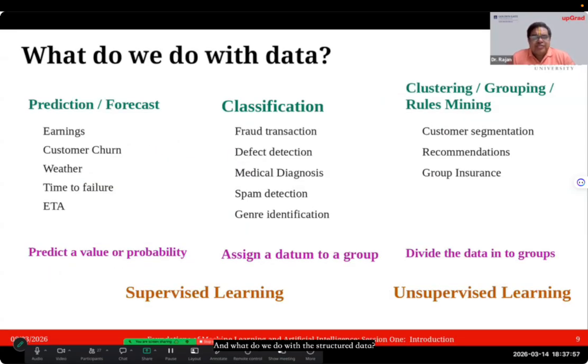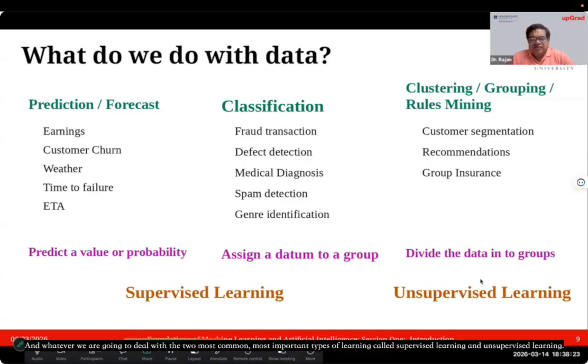And what do we do with the structured data? What types of machine learning will we do? There are quite a few. There are at least three types of learning that are possible. One is called supervised learning. The other one is called unsupervised learning. The third one is called reinforcement learning. There's another one people call semi-supervised learning, and whatever.